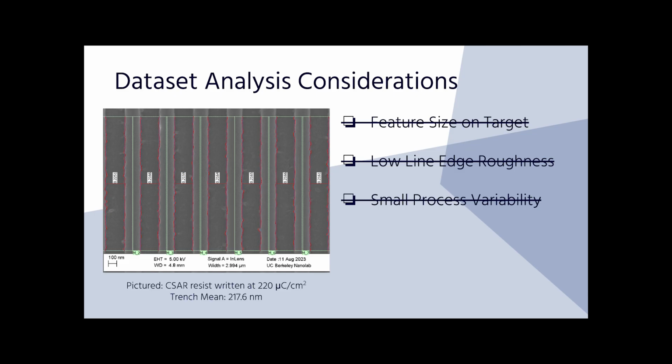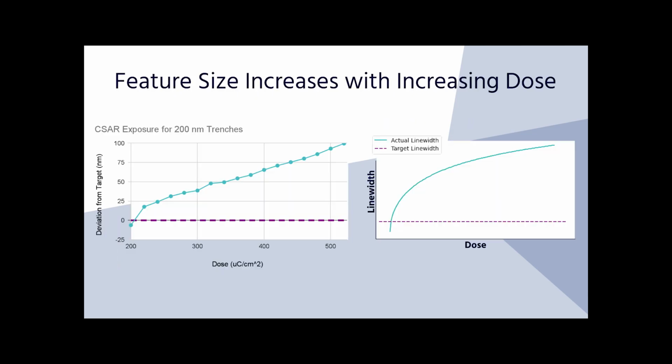And if we had decreased the dose by 20 microcoulombs per centimeter squared, which I'm not showing in this video, the features don't resolve at all. This is because we're in the knee of the line width curve, where a small change in energy makes a big difference in the line width. So what should we do?